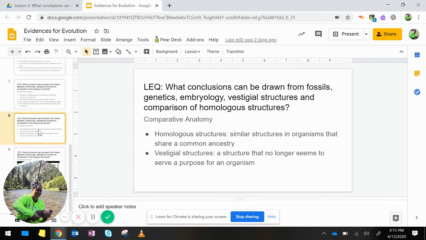An example in a human would be something like the tailbone. The way scientists would try to explain the tailbone is that they would say it is a vestigial structure, and at one point in time, that would probably indicate that we had a tail. So that's kind of what a vestigial structure would be. A homologous structure are similar structures in organisms that share a common ancestry.